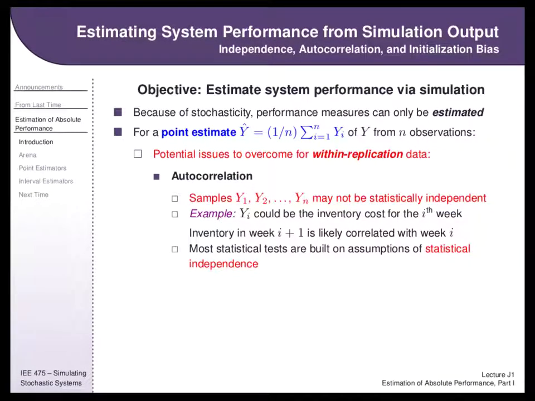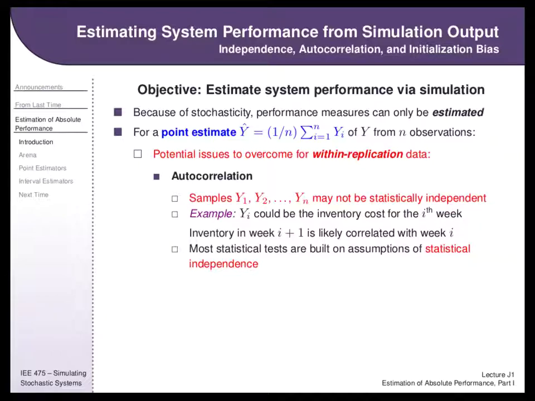Now, within replication data, we have this issue that my samples may not be independent. So I mentioned the inventory level thing. If I have the inventory for one week and I use that as a data point, and then the next week in that same replication, those two inventory levels will likely be related to each other. I'll at least be able to predict a distribution of inventory levels from one week, knowing the inventory level from the previous week. And so most of our tests are built on independence, and so we probably won't use these data in that same way.